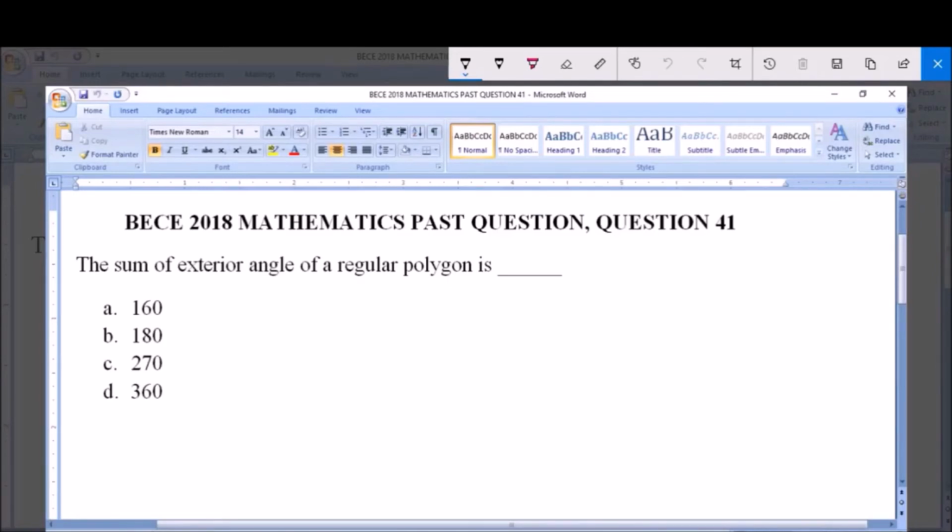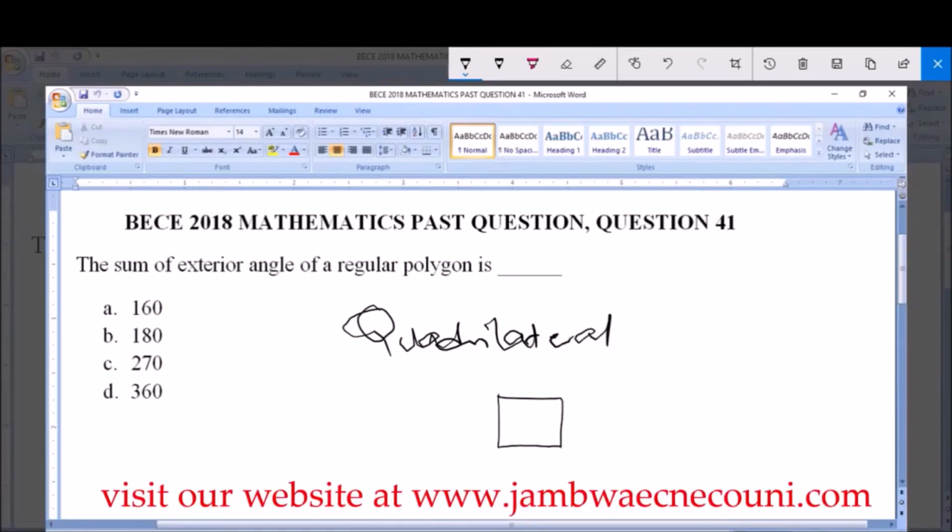Now, like you know, a regular polygon is a polygon with equal sides. Let's take, for instance, a quadrilateral, for example. A quadrilateral is a polygon with 4 sides. And then let's pick maybe a rectangle or a square. Now this is a polygon. We're now asked that the sum of exterior angles of a regular polygon is dash.